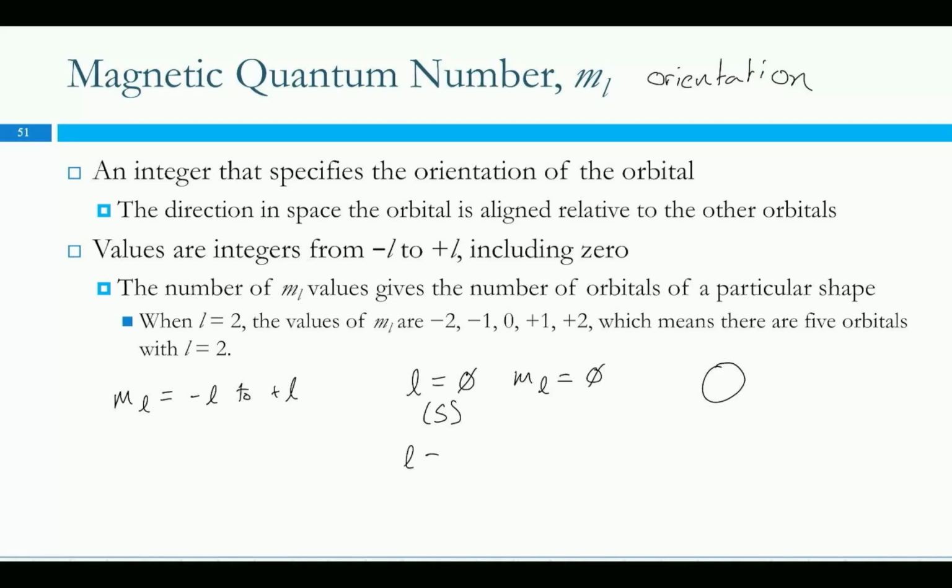If L equals 1, what are the possible M sub L's? Yeah, the integers from negative 1 to positive 1. So negative 1, 0, positive 1.